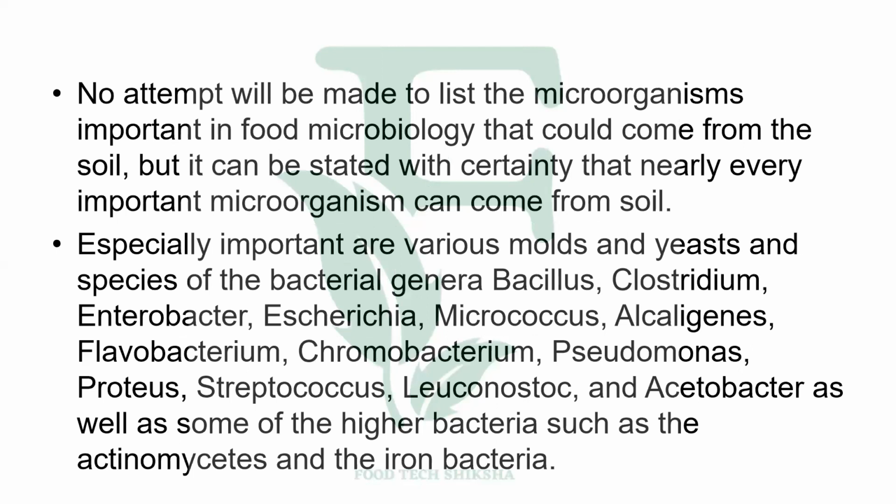Now, as I've already said, the soil is a home to the microbes, so we cannot definitely segregate that these particular microbes are present in the soil. However, some important microorganisms which come from soil can certainly be stated. The important ones are like Bacillus, Clostridium, Enterobacter, Listeria, Micrococcus, etc., which I have listed in this PPT. You can go through it. Also Leuconostoc, Acetobacter, and some of the higher bacteria like Actinomycetes and the iron bacteria are found in the soil.